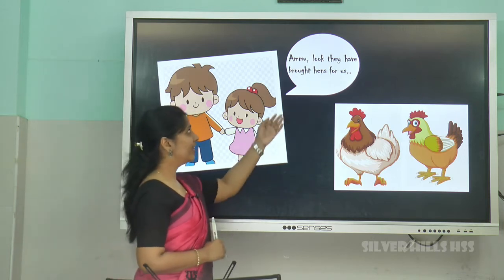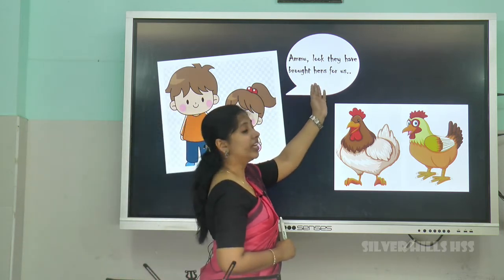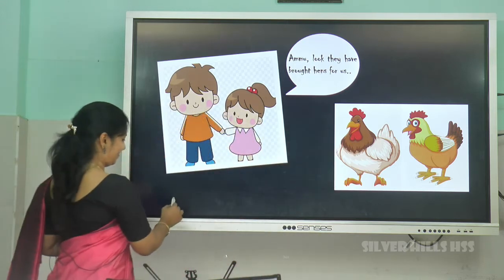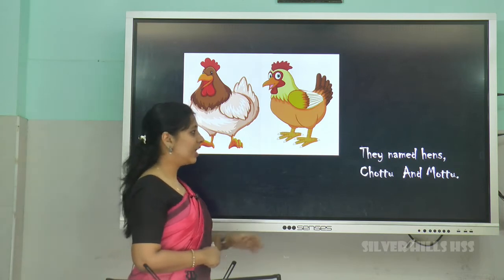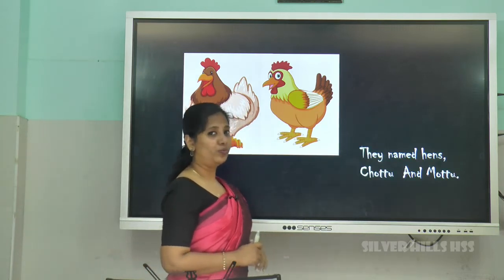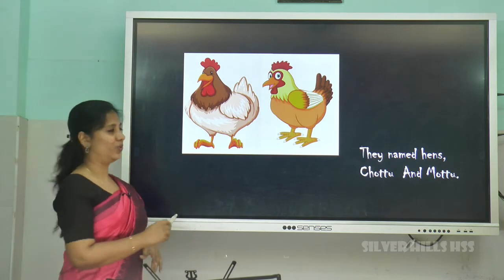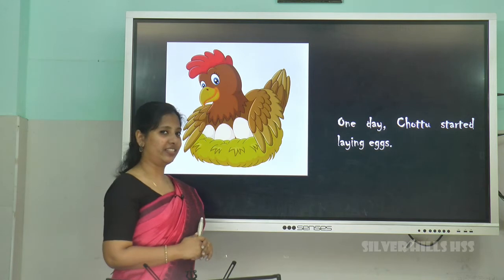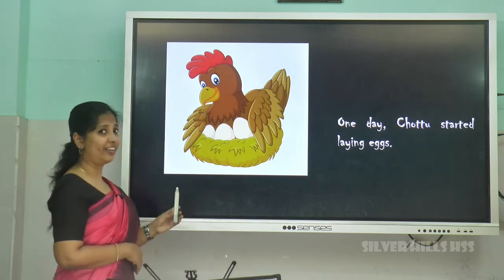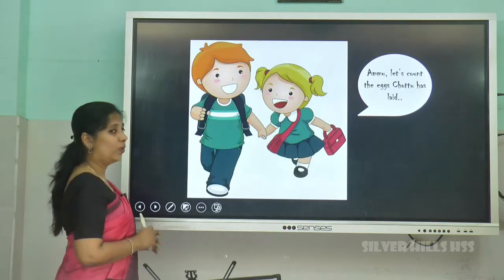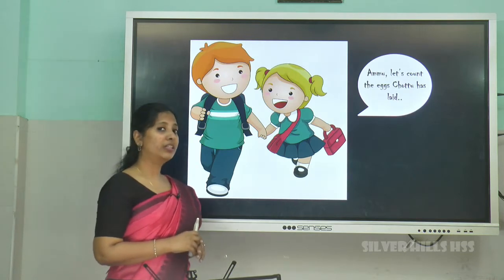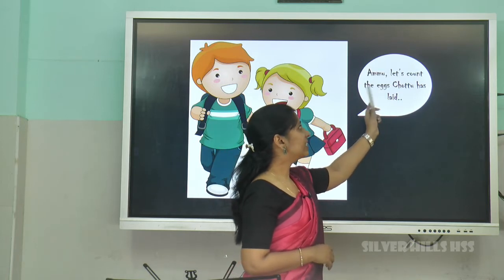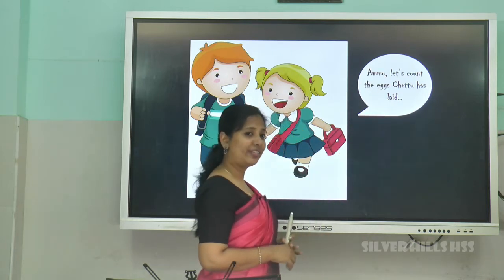Look here. Ammu, look, they have brought hens for us. You can see two beautiful hens, right? The children named the hens Chotu and Motu. One day, Chotu started laying eggs. You can see the hen, right? One evening, coming from the school, Appu told Ammu, let's count the eggs Chotu has laid.